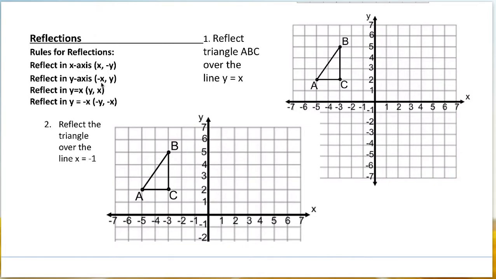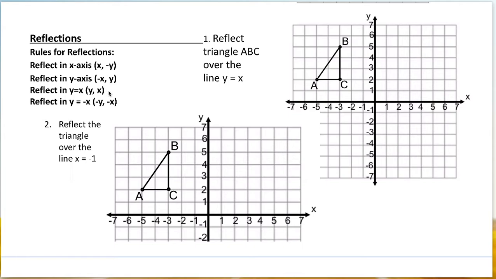For the y-axis reflection, this is just a change in the sign of the x value. If my point was on the left and I reflect in the y-axis, I'll end up on the right. And if I was on the right, I'll end up on the left, and I will be the same distance from that y-axis. And so you can count on a graph to do this.